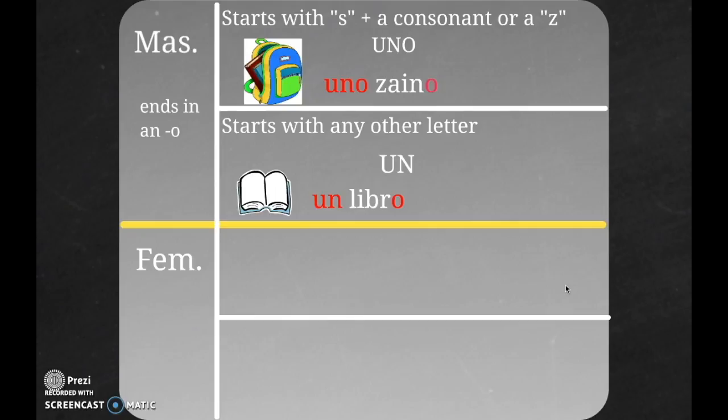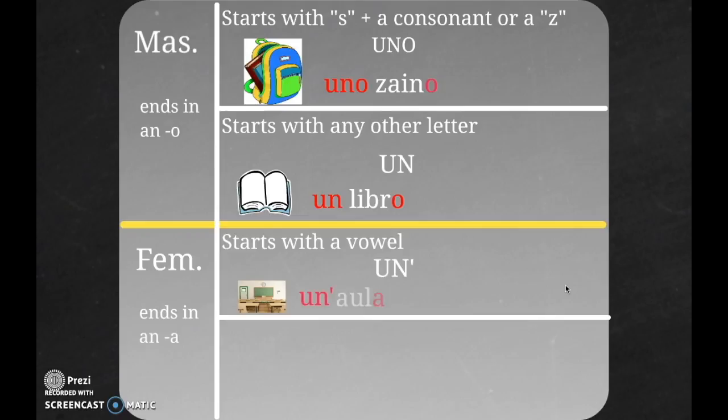Now we have 2 different rules for feminine. We know that a feminine word ends in A in the singular. When a feminine word, meaning that it ends in A, starts with a vowel, then we use un apostrophe. The un apostrophe would be used for a classroom. A classroom would be un aula.